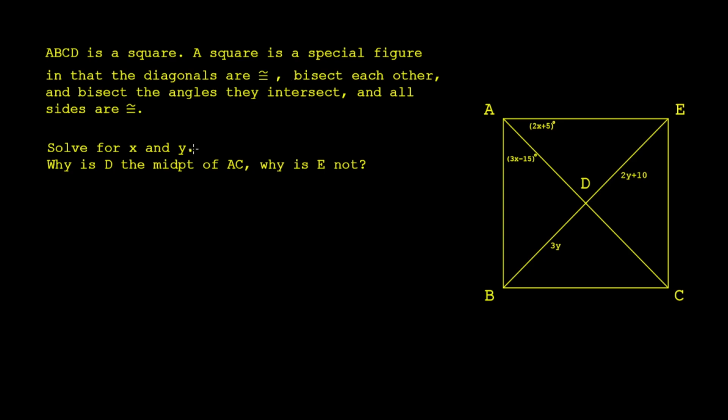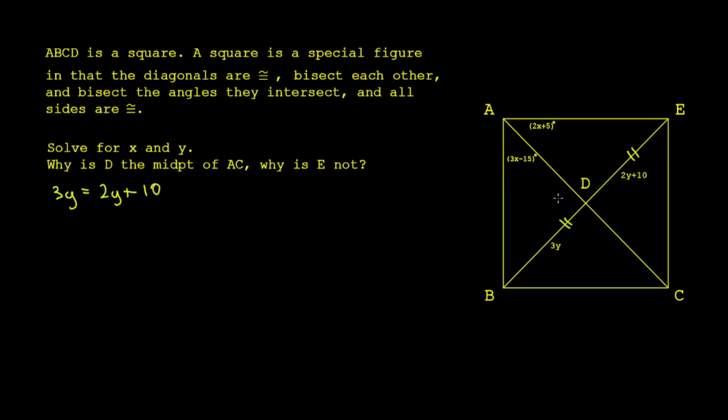Next, solve for x and y. We will do that. And then, why is D the midpoint of AC? Why is E not? You'll notice you have to do the first part, and then the second part will become clear. So BD and DE are congruent. Therefore, 3y equals 2y plus 10.